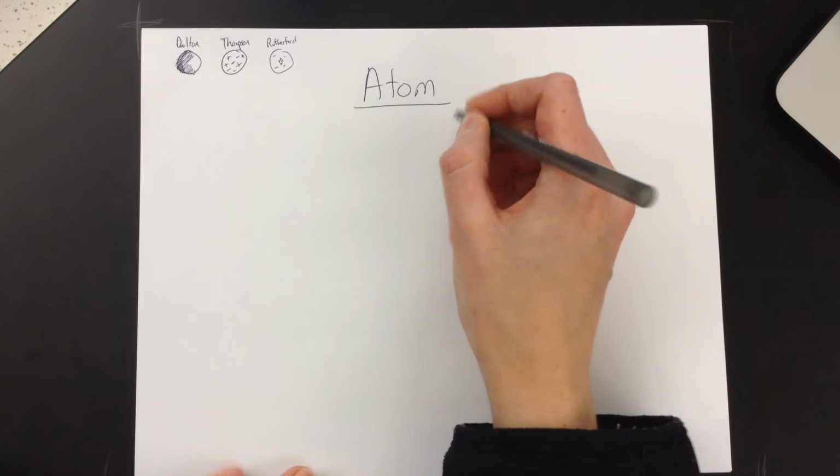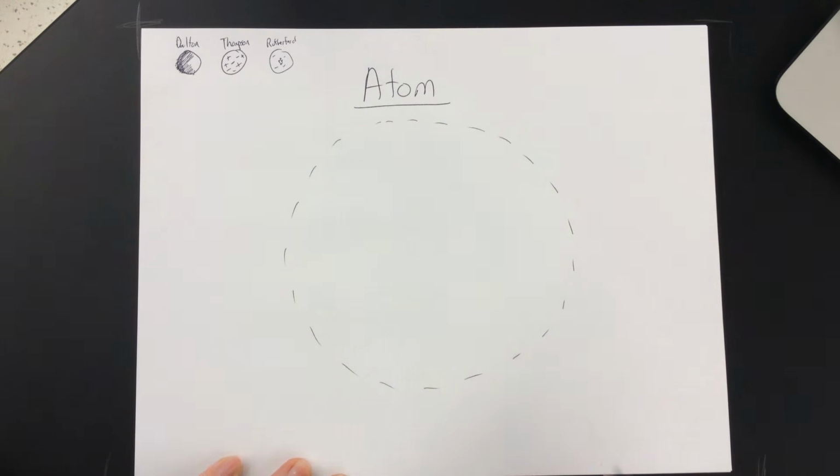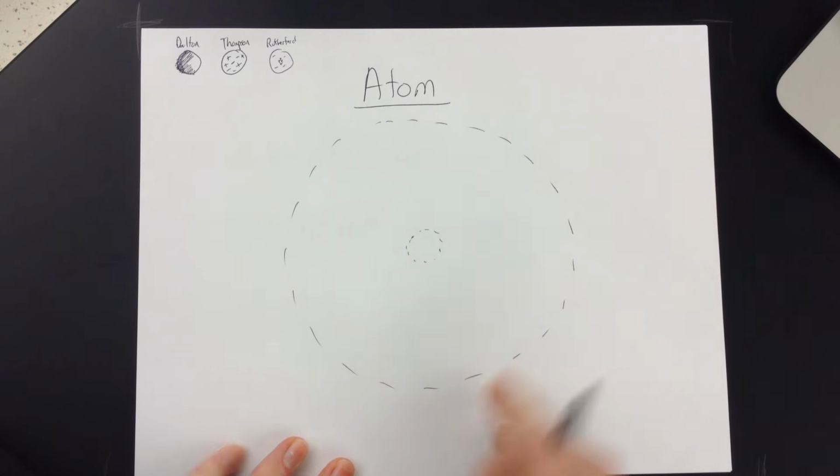So we're going to draw a generic atom here, and I'm going to start by drawing kind of an outline. This outline doesn't exist. There is no outside of an atom. There's just the furthest away electron, and then we've got this tight thing in the middle.